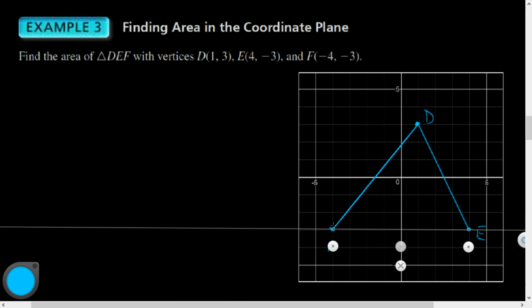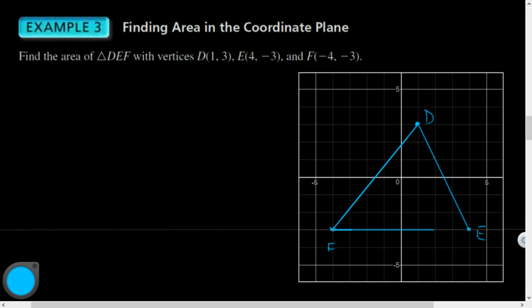Is it possible to have a concave triangle? Yeah, I can't dent a triangle, friends. You just can't do it.